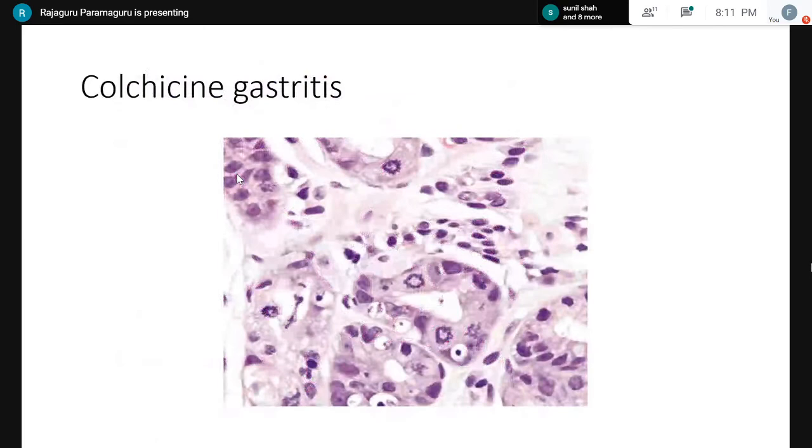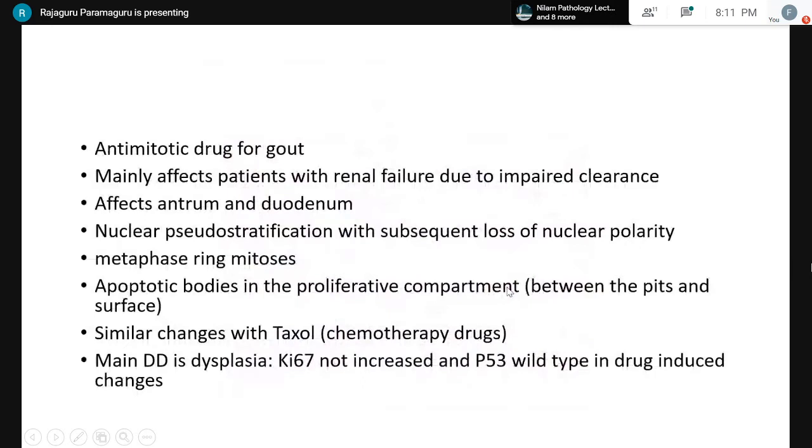Another drug-induced gastritis is colchicine. This is an antimitotic drug used in the treatment of gout, where there are a lot of ring mitoses and nuclear stratification, looking just like dysplasia. But when you do a Ki-67, it's not going to be increased. A p53 immunostain is going to show a wild type. So it's just drug-induced changes because of the mechanism of action. Usually colchicine doesn't affect all patients, but in patients who have renal failure, due to impaired clearance it goes to a toxic level and causes these kinds of changes in the stomach.